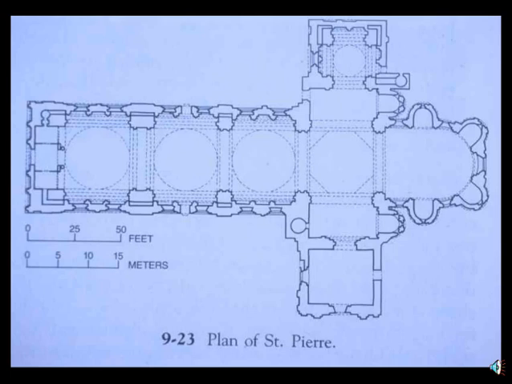Here's the plan of Saint Pierre, and the plan reveals it to be a fusion of many ideas: the square schematism of the Romanesque, the early Christian basilica design, and the Byzantine use of domes.